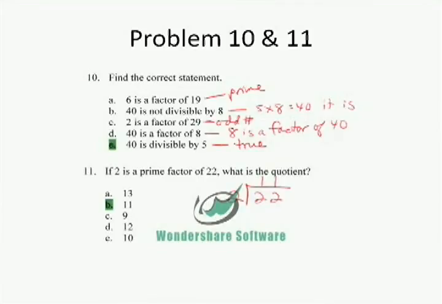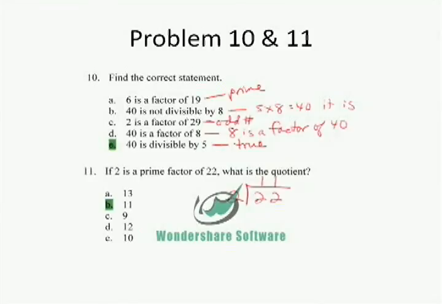Letter B says 40 is not divisible by 8. In fact, 40 is divisible by 8. You could divide 8 into 40 and get 5 as a quotient. So that's not true. C says 2 is a factor of 29. Now 29 is an odd number, so there's no way that 2 could be a factor of it.